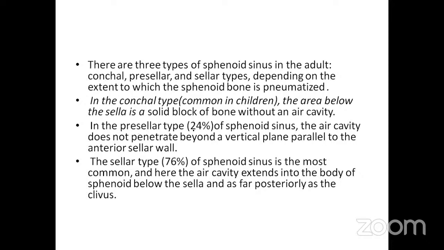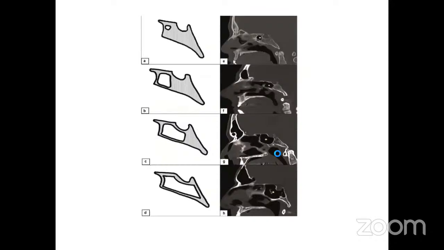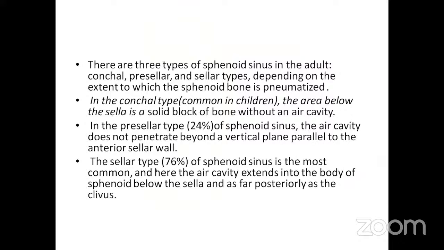So there are two other types of sphenoid bones, the pre-sellar type and sellar type. In the pre-sellar type, which is present in 24% of people, the air cavity does not penetrate beyond a vertical plane parallel to the anterior sellar wall. So as we can see here, this is sella turcica and a vertical line which is drawn from the anterior sellar wall. If the air sinuses are not present behind this line, this is known as the pre-sellar type of the sphenoid sinus.